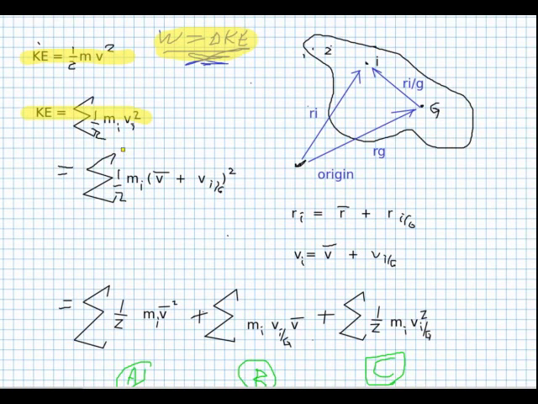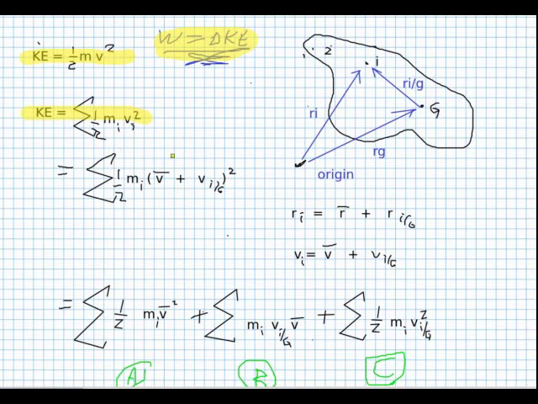Now what if I have a solid object with 10 to the 23rd particles? Well, I definitely don't want to add them one at a time, so we want to see if we can manipulate this summation and take advantage of the fact that it's a solid object to come up with a shortcut for finding the kinetic energy.